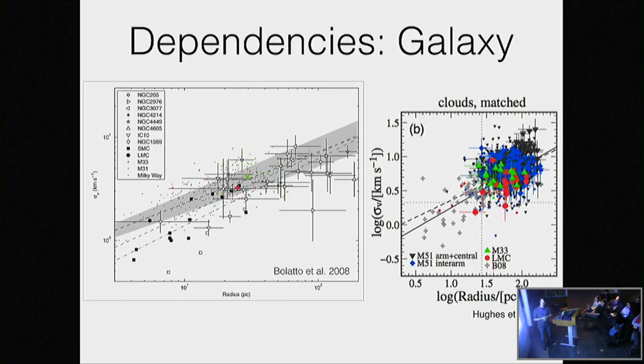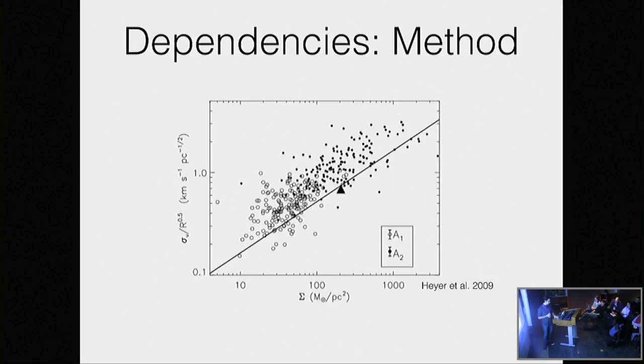Also comparing M33, M51, and the Large Magellanic Cloud, Hughes et al. found that each galaxy occupied a different sort of locus of points in this size line width space, where in particular M51 had higher line widths for the same sizes as clouds in other galaxies. So there appears to be some dependence on the galaxy, but why that is has yet to be explained.